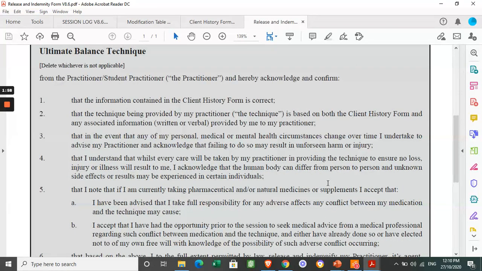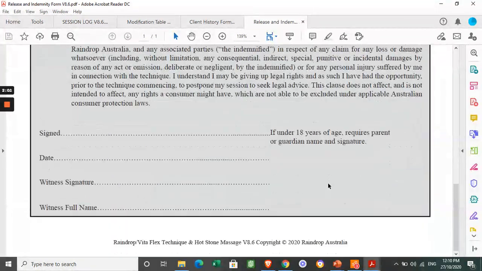The information then goes in to explain what they're signing, and you can be the witness to this signature. Now, it is ideal if there's a third party that could witness it, someone other than yourself. But as long as your client signs it, or if they're under 18 years of age, as you can see here, it tells you it requires a parent or guardian name and signature to go ahead and work on the child. And if you are working on a child under 18 years of age, then you are required to have that parent or guardian present in the room with you whilst the treatment unfolds.